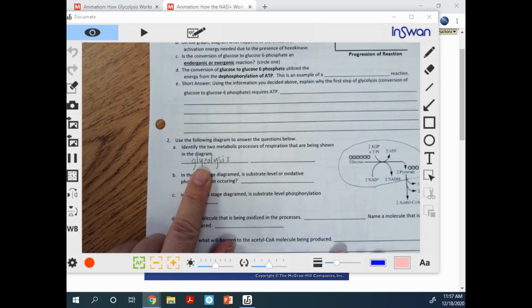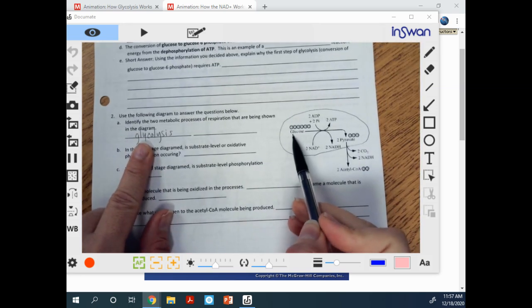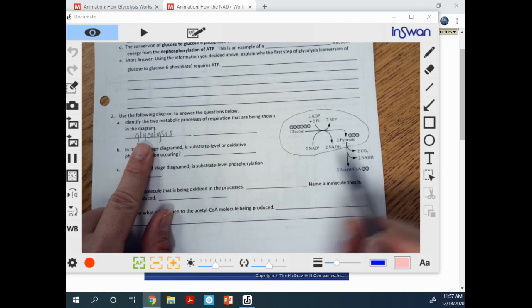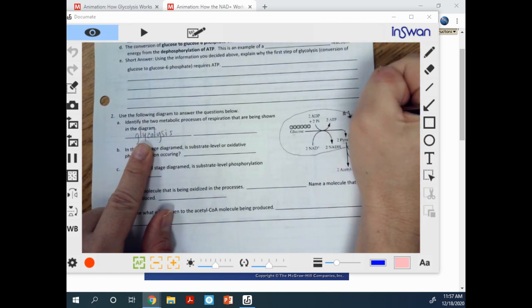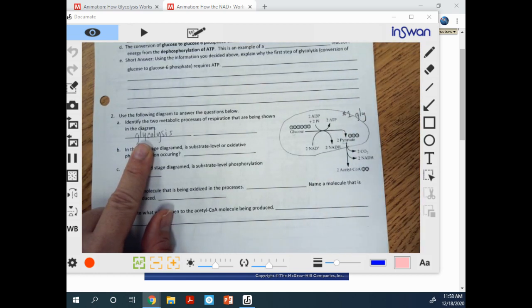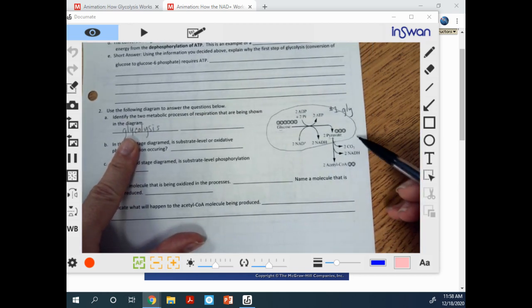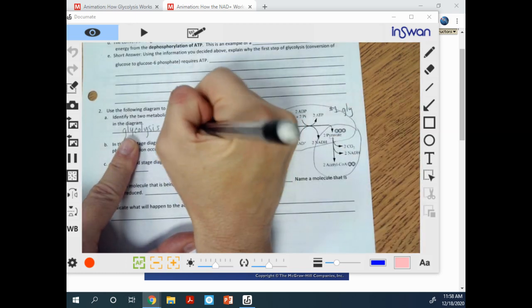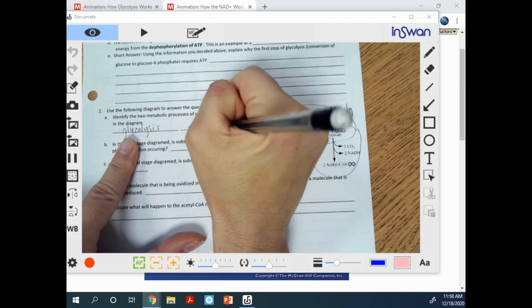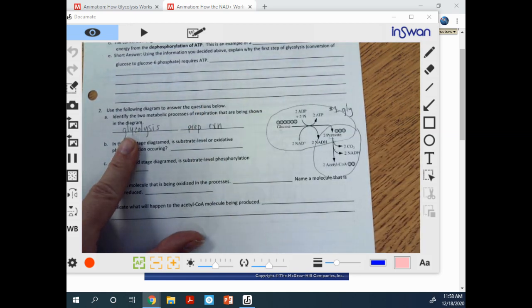So we know our 2 answers though. Okay. So this part right here, because we started with glucose and we end up with 2 pyruvates, this would be step number 1. That's glycolysis. So you'd have to be able to recognize, oh, this is showing me glycolysis. But then do you see how the pyruvates are getting turned to acetyl coenzyme A? That's the prep reaction. So you're looking at 2 processes of respiration in this diagram.